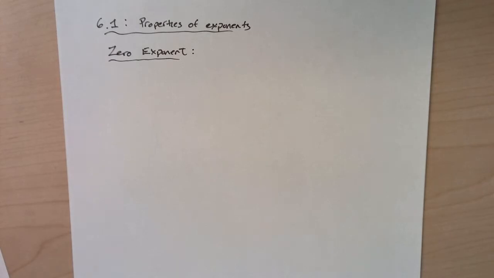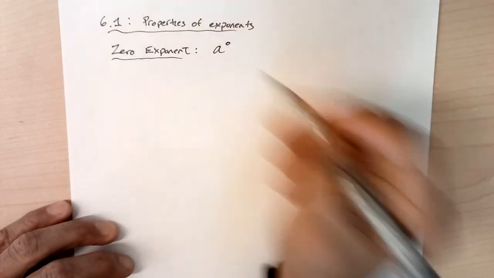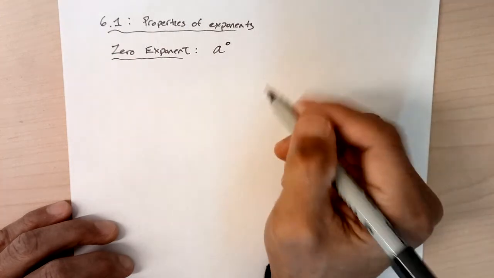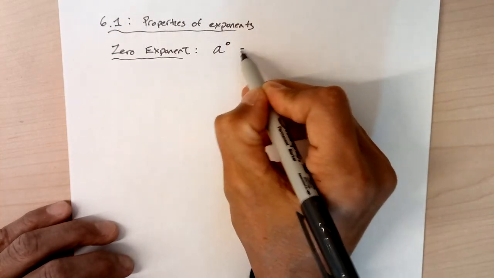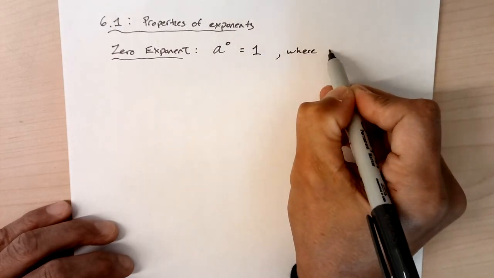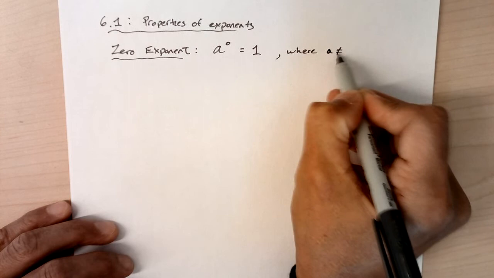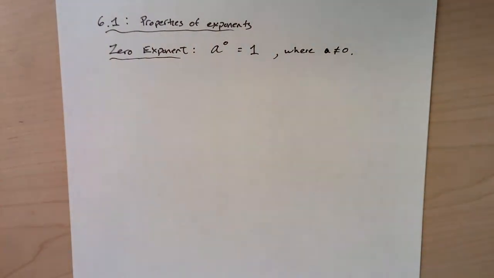Now getting into some specific properties of exponents. One of the properties of exponents is the zero exponent, and it would look like this. The zero exponent property basically states anything other than 0 to the 0 power is always equal to 1. Again, anything other than 0. So a cannot be equal to 0. But regardless of what a is, as long as a is not 0, anything to the 0 power is 1.